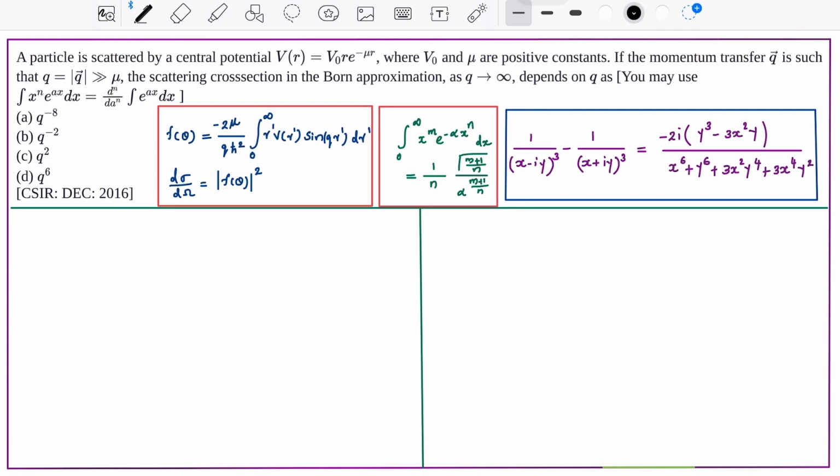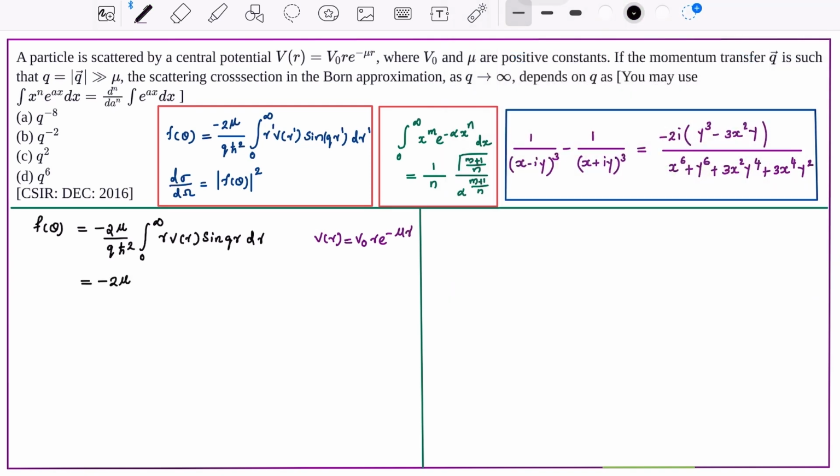So in the question, the dependence of the scattering cross-section on q is asked in the Born approximation. The particle is scattered by the central potential V of r equal to V0 r e raised to minus mu r. First, let us write the scattering amplitude f of theta, that is equal to minus 2 mu by q h bar square integral 0 to infinity r V of r sin qr dr, where V of r equal to V0 r e raised to minus mu r, which is given in the question.